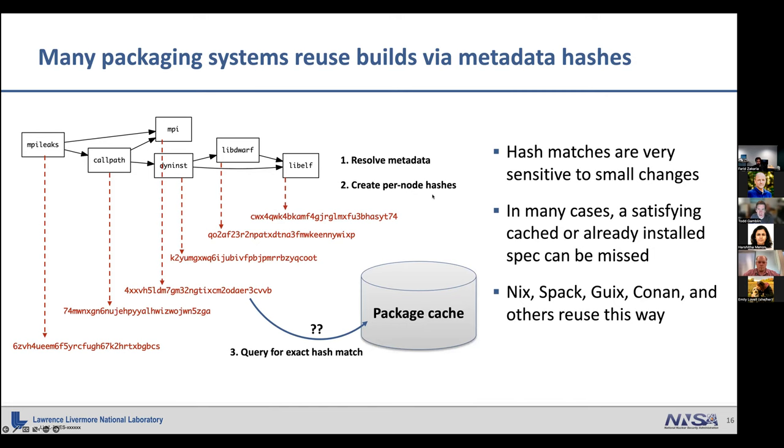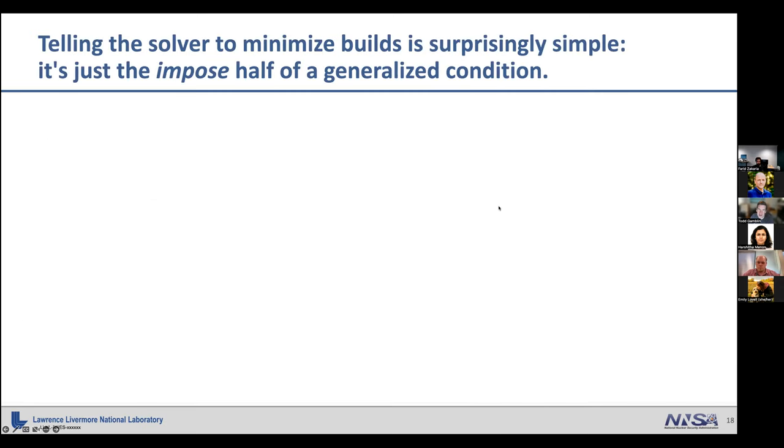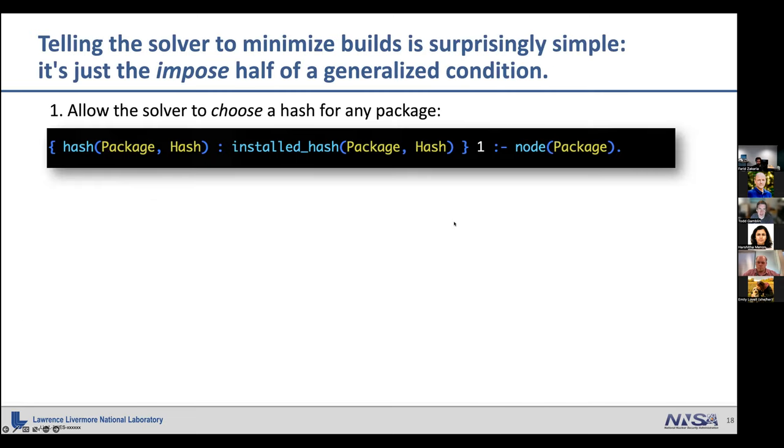And so what we're able to do is tell the solver about all the installed hashes. So we say, hey, there's an OpenSSL version installed. It has this hash. And these are all the things that you have to make sure are true if you pick this hash and try to include it in your solution. And so it actually becomes pretty easy in ASP to express this kind of optimization where you want to say, reuse as many packages as you can. You basically say, hey, if the node's in the graph, then you can pick a hash or not from all the installed hashes for that package.